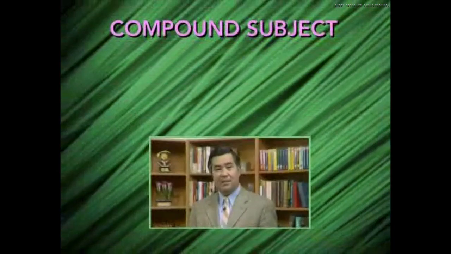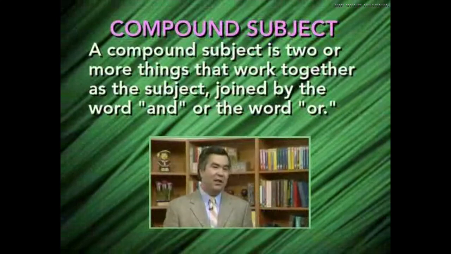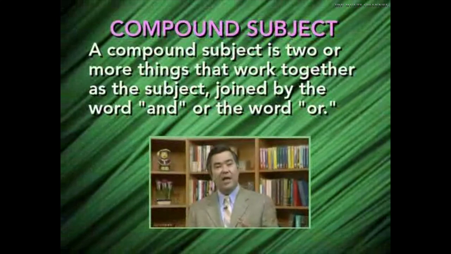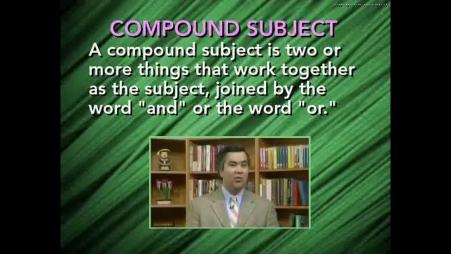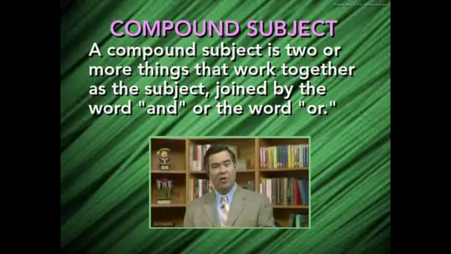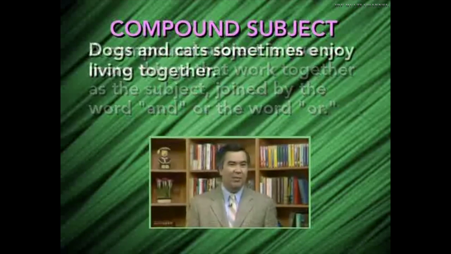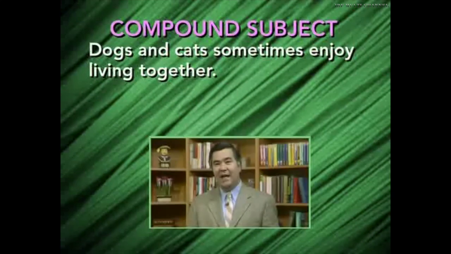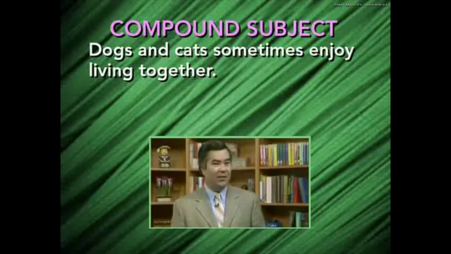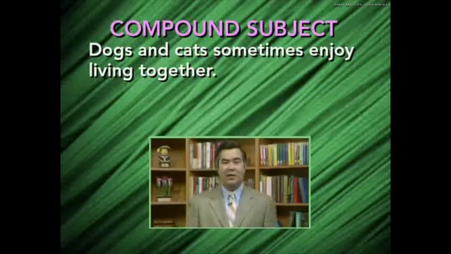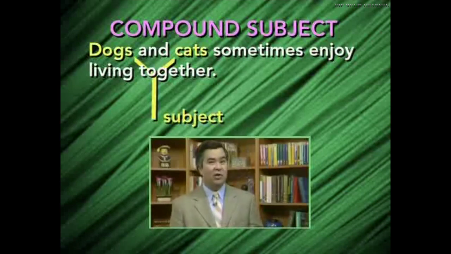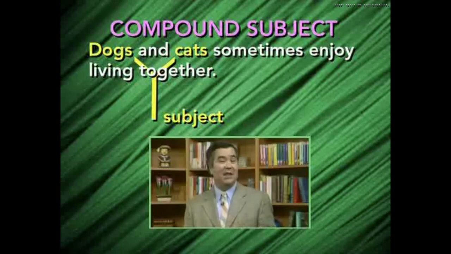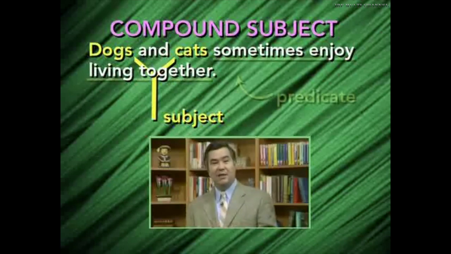What is a compound subject? A compound subject is two or more things that work together as the subject. Usually, these two or more things are joined together by the word and or the word or. Look at this example. Dogs and cats sometimes enjoy living together. What's the subject of this sentence? Well, the subject of this sentence is the first three words, dogs and cats. That's what the sentence is about. All the rest is the predicate.